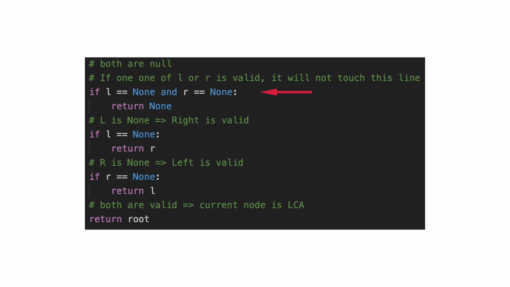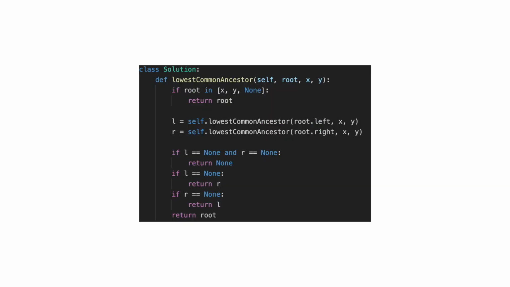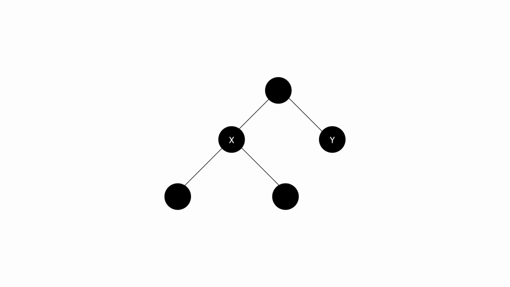Here is the code. If both are null, null should be returned. If one of left and right is null, the other one is valid, so we should return it. If both are not null, the current node is LCA, so return the current node. Combine with the base cases code. Here is the final code. Congratulations. You already solved the problem.